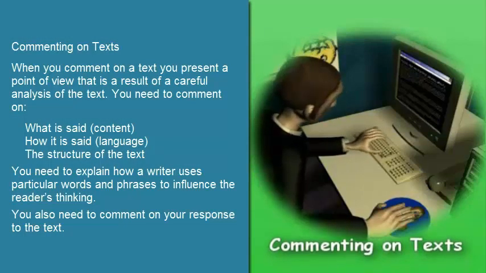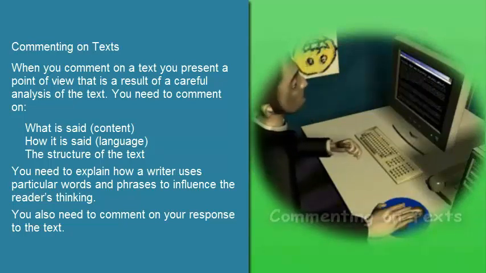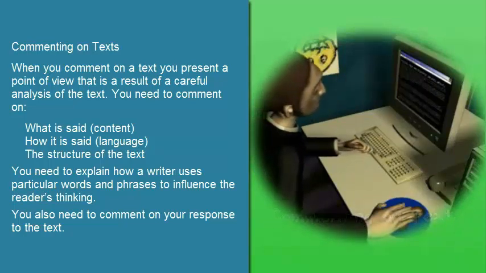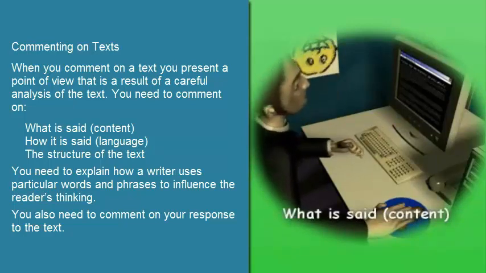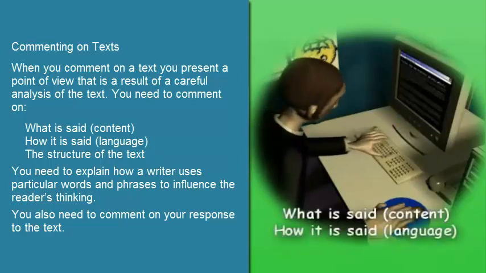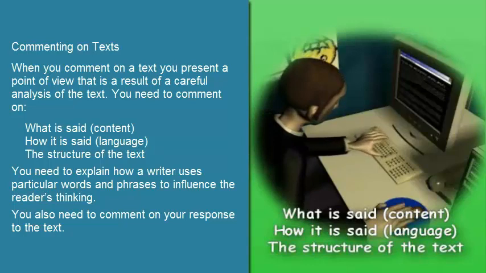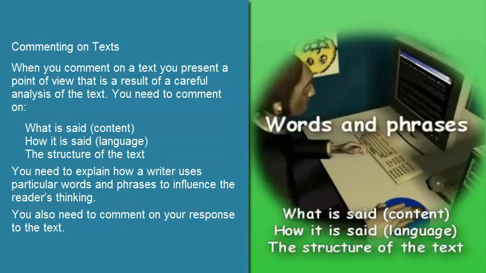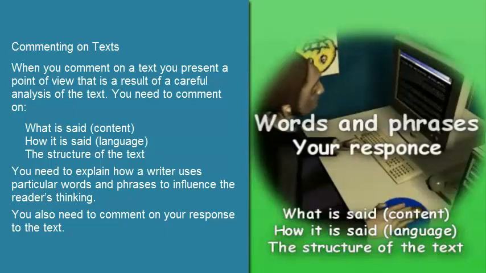Commenting on texts. When you comment on a text, you present a point of view that is a result of a careful analysis of the text. You need to comment on what is said, content, how it is said, language, the structure of the text. You need to explain how a writer uses particular words and phrases to influence the reader's thinking. You also need to comment on your response to the text.